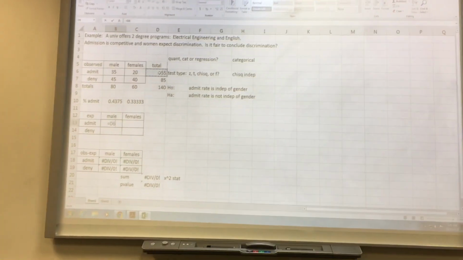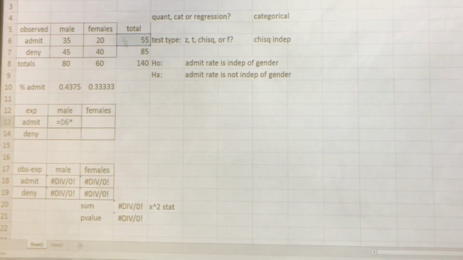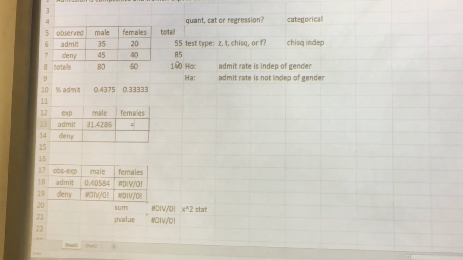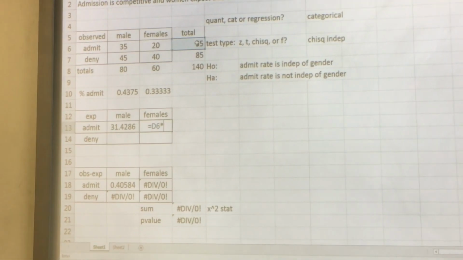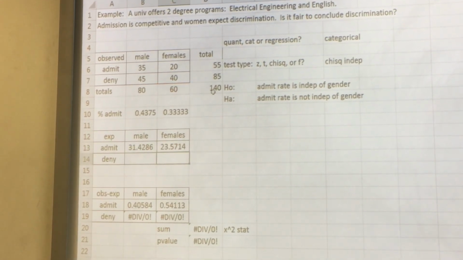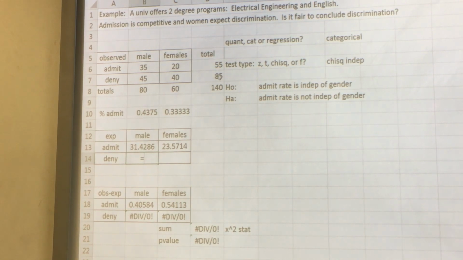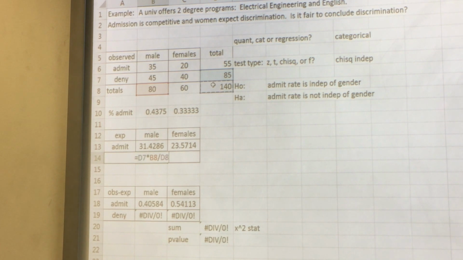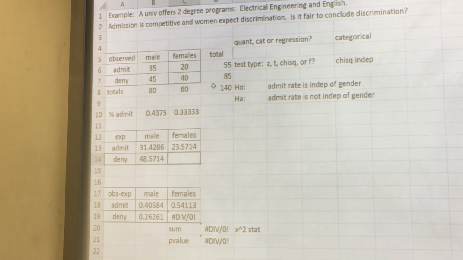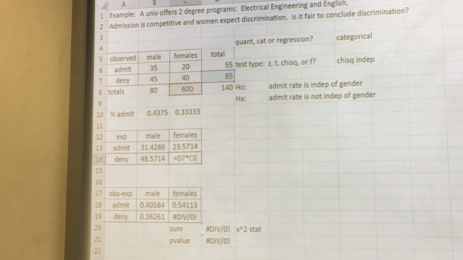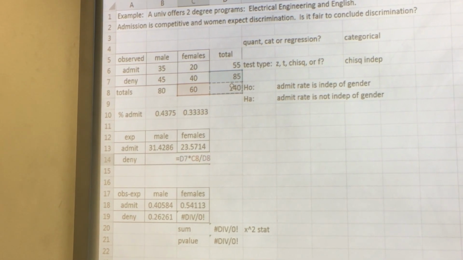Okay, so it's your row one total times your column one total divided by your grand total. Okay? Row one total times column two total divided by the grand. Row two total times column one total divided by the grand. And finally, row two total times column two total divided by the grand total.